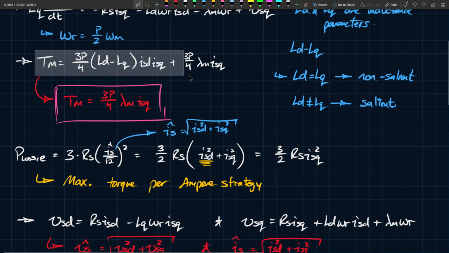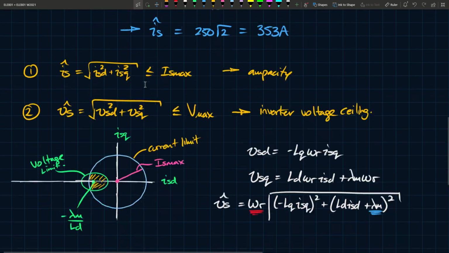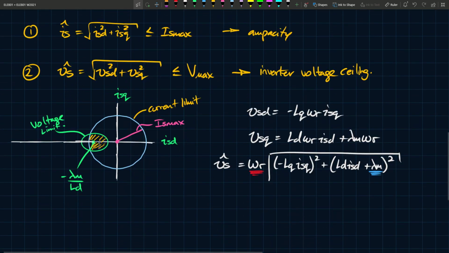Because remember, in the general case, LD and LQ are not the same, meaning you can control the torque by adjusting these values, right? So you can adjust the value of ISD, you can adjust the value of ISQ, and you can control the torque if these two are not the same. But you see here that the range over which you can do that, such that both of these requirements are met, is small, relatively speaking, and depends on omega r. So you're very limited in how you can control this stuff. Okay, so that's so much for the operating limits.